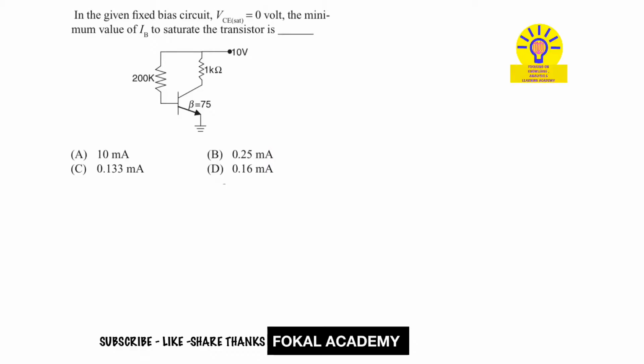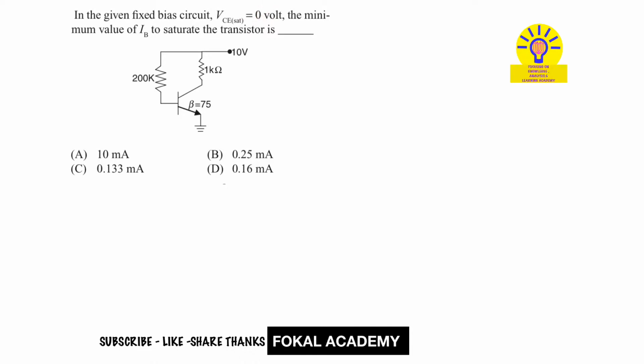See here in the circuit, this is a fixed bias circuit. In the given fixed bias circuit, VCE saturation is equal to 0 volts. What is the minimum value of IB to saturate the transistor? So at the saturation of the transistor, what is the minimum value of base current? This is the question, and VCE saturation is given as 0 volts.